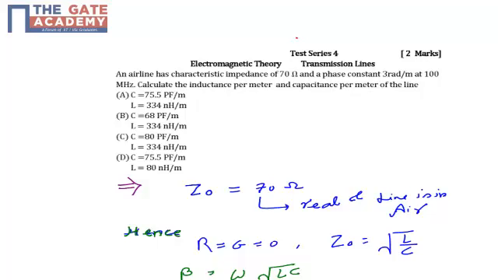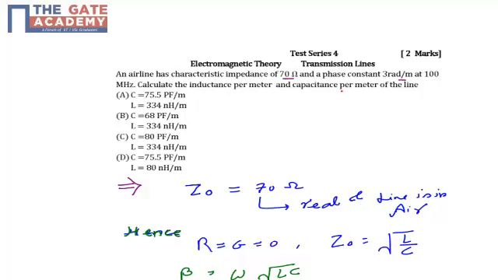Hello friends, this question is from test series 4 from the subject of electromagnetic theory, and the topic name is transmission line. The question says that an air line has a characteristic impedance of 70 ohm and a phase constant of 3 radian per meter. At 100 megahertz, calculate the inductance per meter and capacitance per meter. That is, we need to calculate the inductance per meter and the capacitance per meter of this particular transmission line.